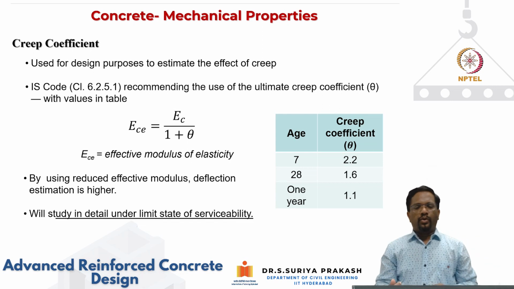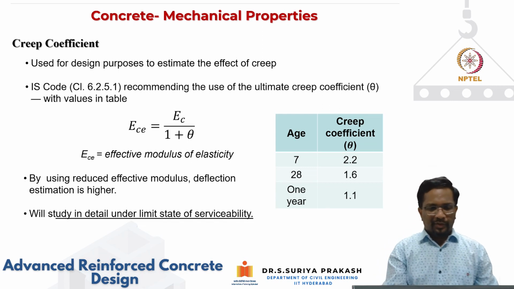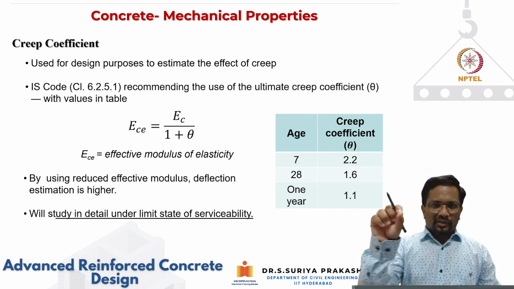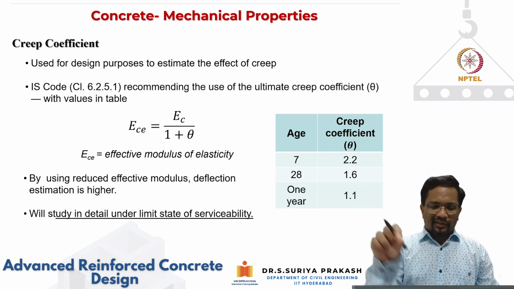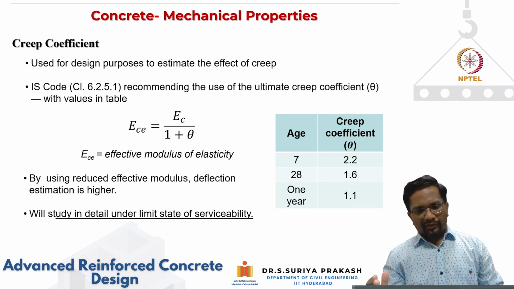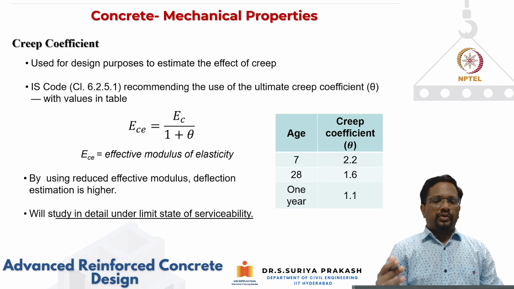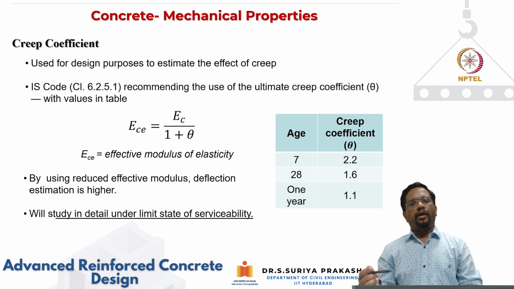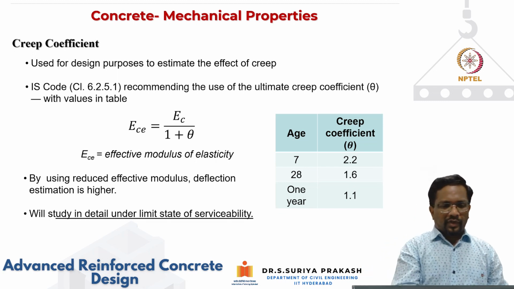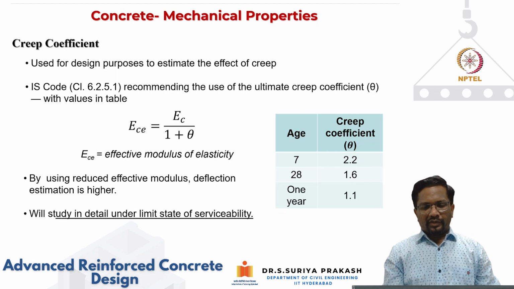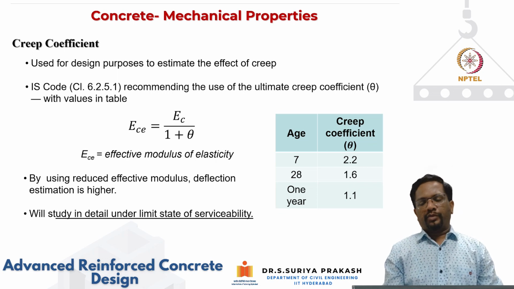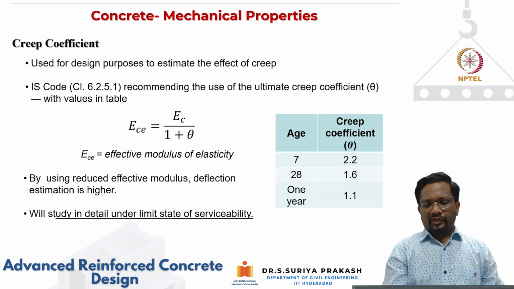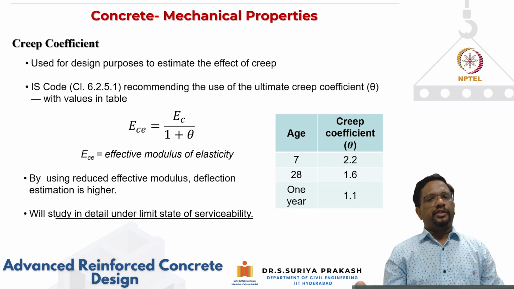Right. So how does the code adjust? As we have discussed previously, at constant stress, strain is increasing. So if I take the secant modulus, the secant modulus is going to reduce. So codes usually take this into account by something called creep coefficient. And for example, if you look at IS 456, the code gives you some creep coefficient as a function of your age of concrete at which it is loaded.